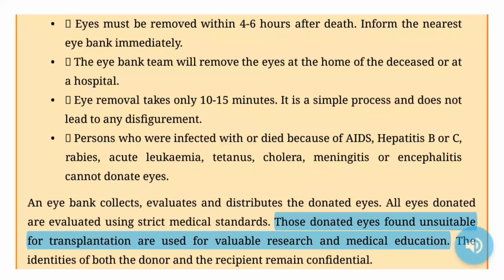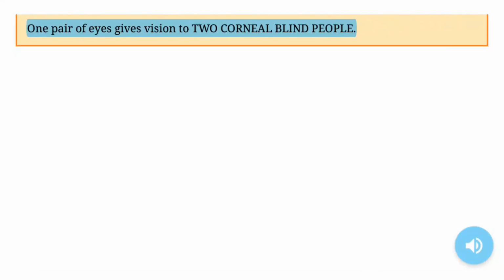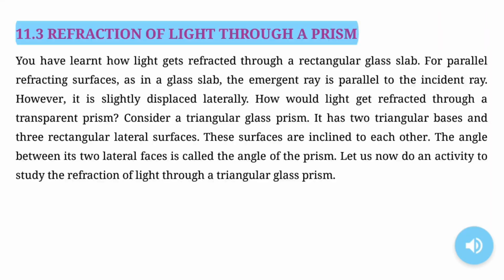Those donated eyes found unsuitable for transplantation are used for valuable research and medical education. The identities of both the donor and the recipient remain confidential. One pair of eyes gives vision to 2 corneal blind people.